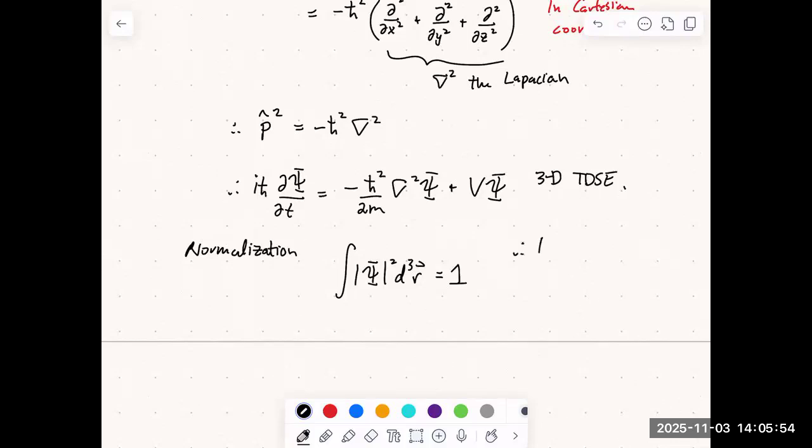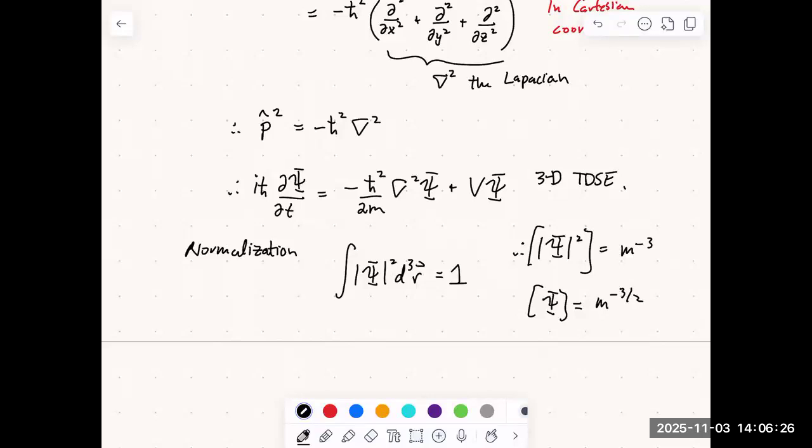So when we look at the units of the absolute value of psi squared, that has to be 1 over meters cubed. So then if I take the square root and look at just the units of the wave function itself, it is m to the minus 3 halves. Okay, so that's just something to keep in mind.